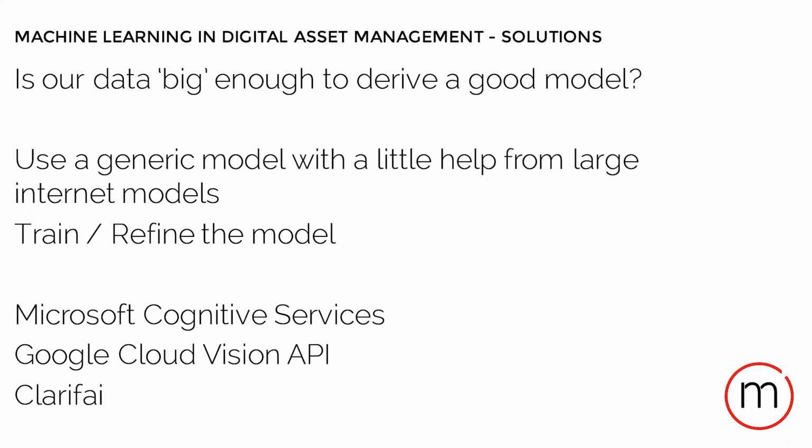So what do we do? We try to use a little help from the internet. Luckily, the internet has many more pictures available, and so we can buy a model from the internet, and there's a couple of companies available. Microsoft has Cognitive Services, Google has the Cloud Vision API, and there's a company called Clarifai, that are all delivering generic models and specified models to be able to do machine learning on your assets.